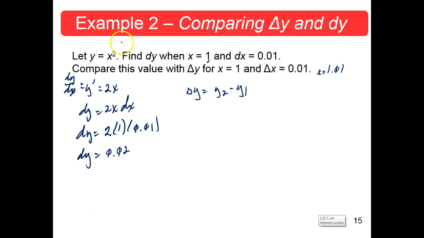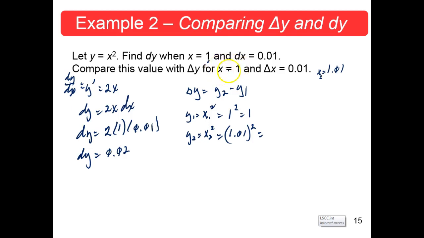Your y1 is going to be x1 squared, where your x1 is 1. This would be 1 squared, which is 1. Okay? Your y2 here is going to be your new x, x2 squared, and this new x, I'm going to call x2, is 1.01 squared. Someone pull out a calculator and see what 1.01 squared is. You might be able to do that in your head.